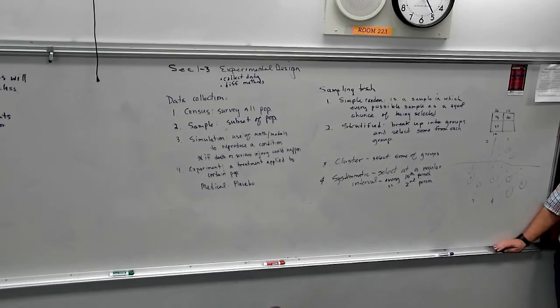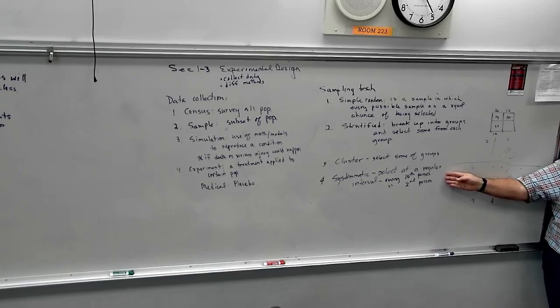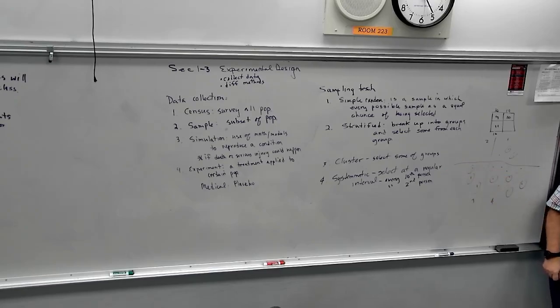Yeah, exactly. So maybe I'm standing on a corner and I want to see people that are wearing their seatbelts. I would just survey every 10th car, like, yep, nope, nope, nope, you know. Good? When do you think this would be a good one for your project? When would you want to do a systematic approach?